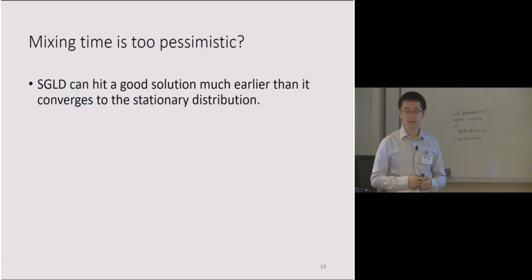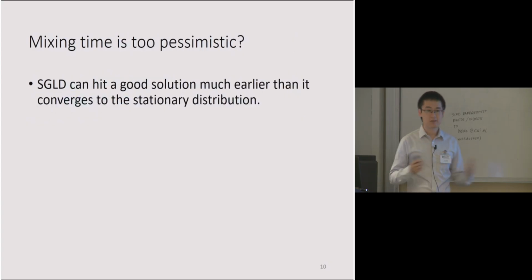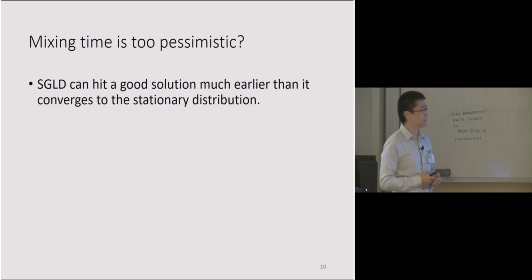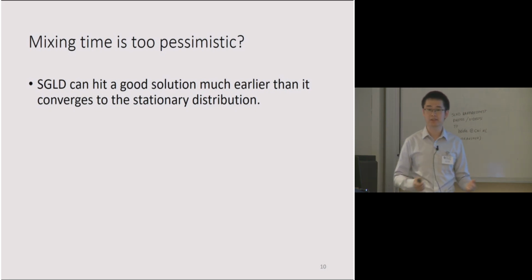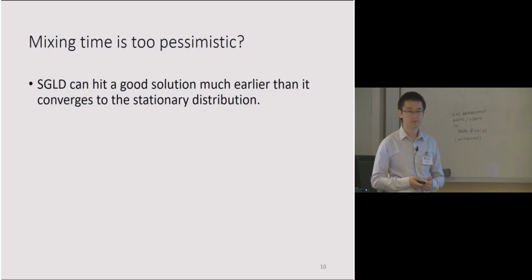But this is not the end of the story. From an optimization perspective, we don't truly care if the algorithm converges to the stationary distribution. What we really care about is whether the algorithm can return a good enough optimization solution, a solution that achieves a small enough function value. And in practice, it is often observed that SGLD can hit a good enough solution much earlier than it converges to the stationary distribution.